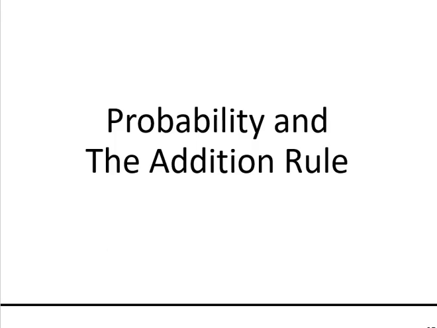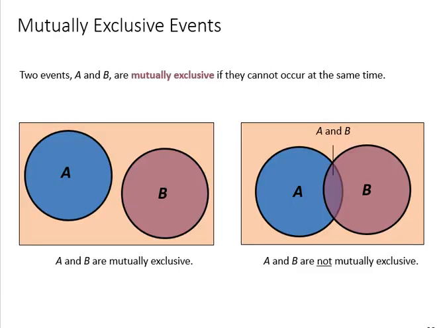Hello, this presentation is going to provide an overview of probability and the addition rule. So first, let's consider the notion of mutually exclusive events. Those are events that cannot occur at the same time. Okay, so you can't flip a head and a tail at the same time when you flip a coin, for instance. But some events can happen at the same time.